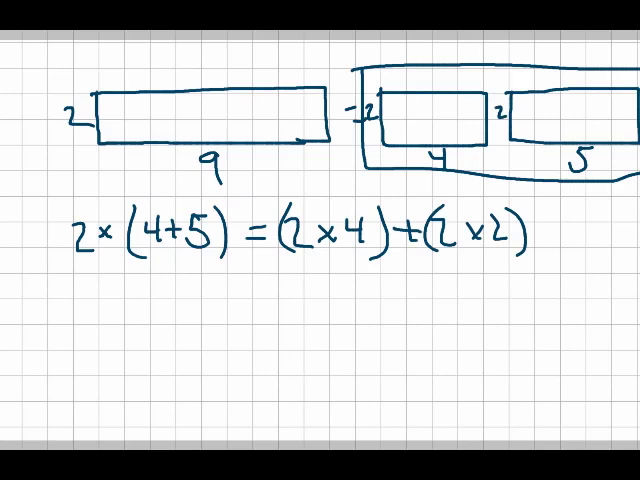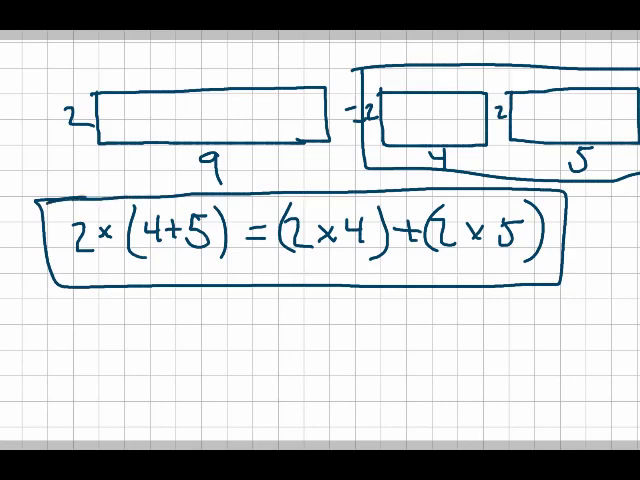And I did that again, 2 times 5. And either way, I'm going to get 18. Okay? So, this, in essence, is the distributive property. If I'm reading out of my book here, it says, distributive: numbers added or subtracted within a set of parentheses can be multiplied by a number outside the parentheses.